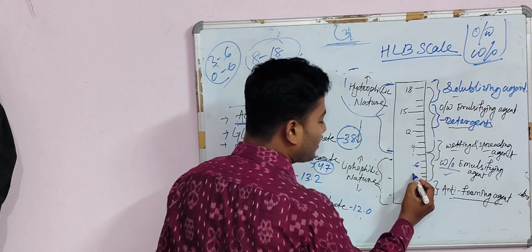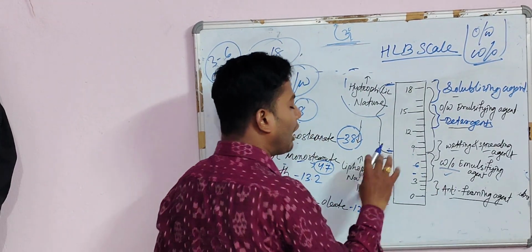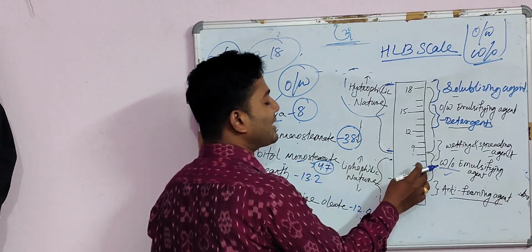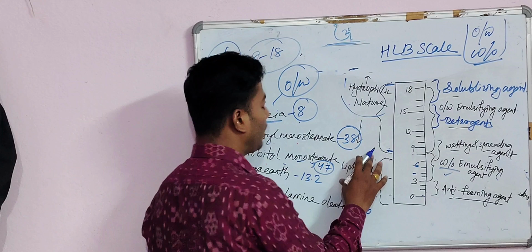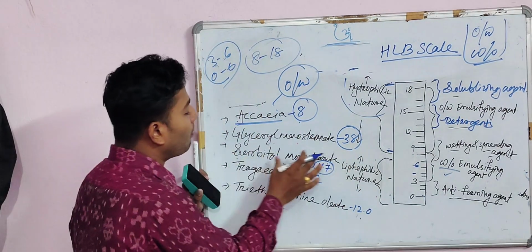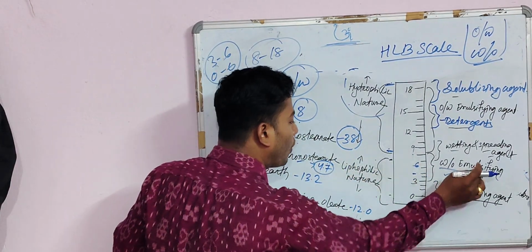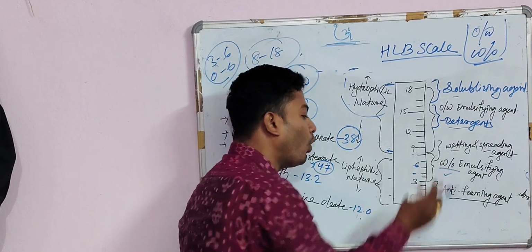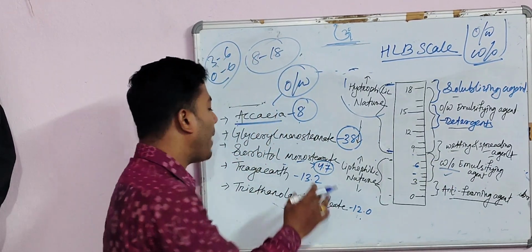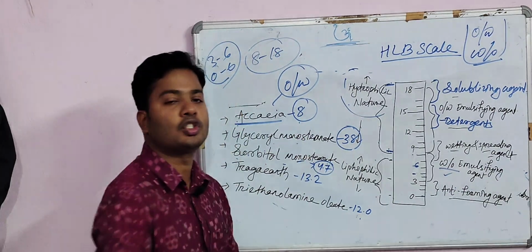Definitely 4.7, that means this part. And obviously those emulsifying agents under this part show lipophilic nature. So obviously sorbitan monostearate is a W by O type of emulsifying agent, and when you have to prepare a W by O type of emulsion, at that time you have to choose sorbitan monostearate.